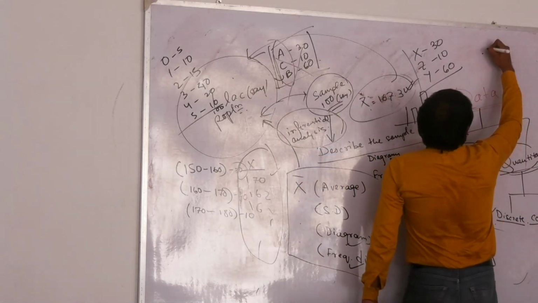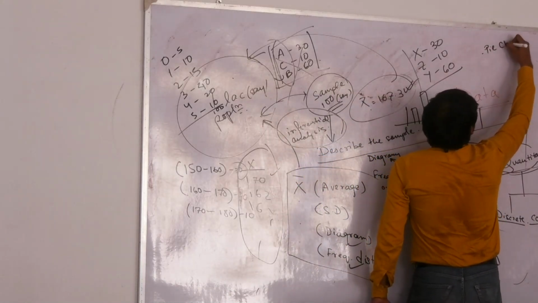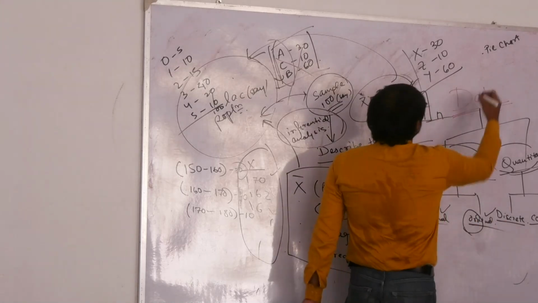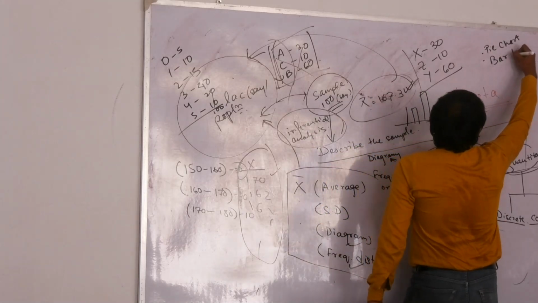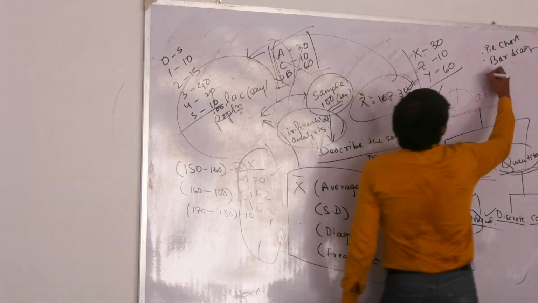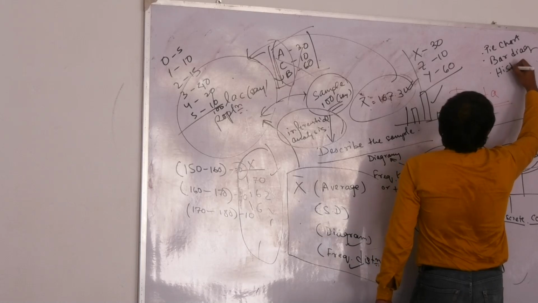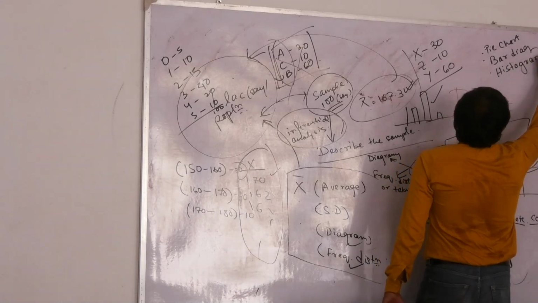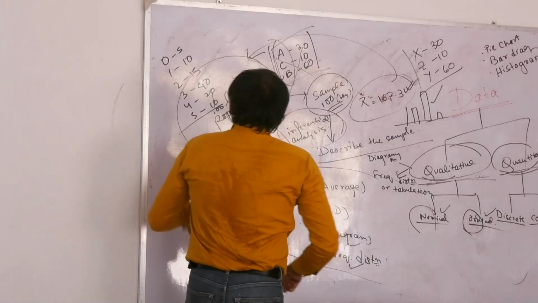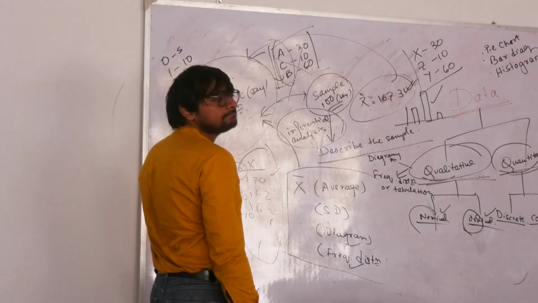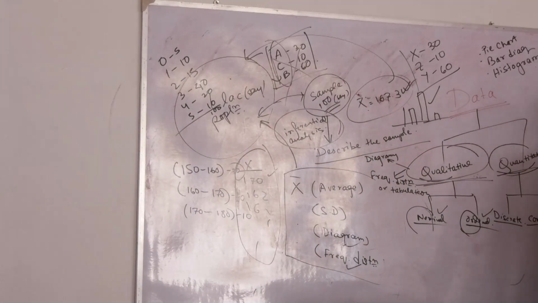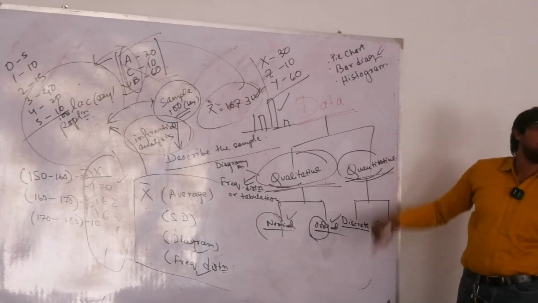Let's see. We have pie chart. Everyone knows what a pie chart is? We have bar diagram. What is a bar diagram? This is a bar diagram. And what else do we have? Histogram. Correct? In this case, which diagram will we use among these three? Bar diagram. We'll use bar diagram.